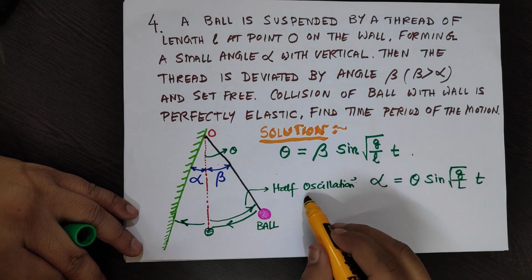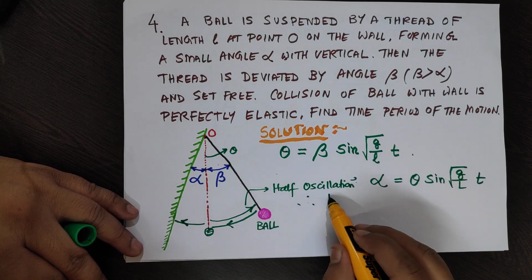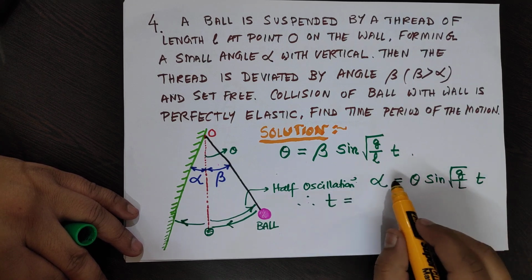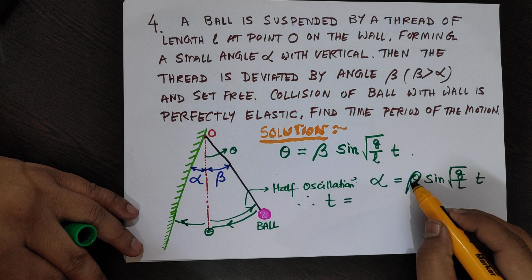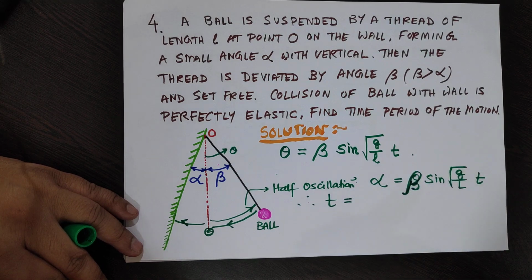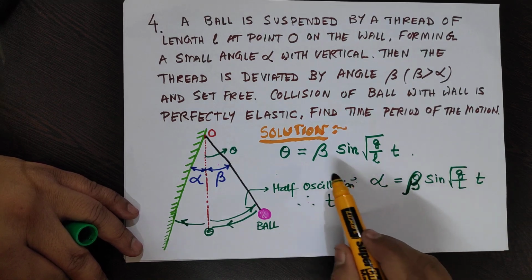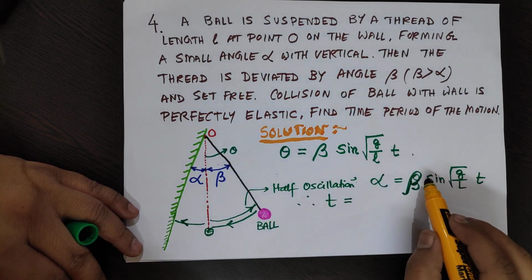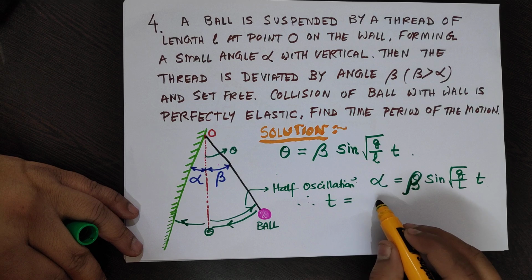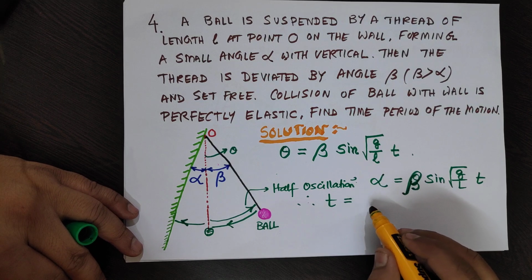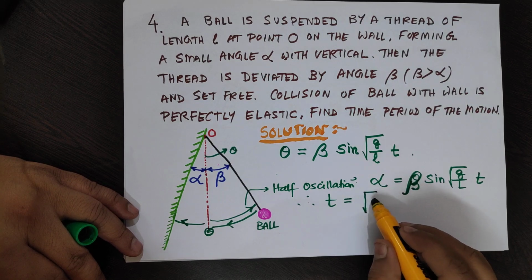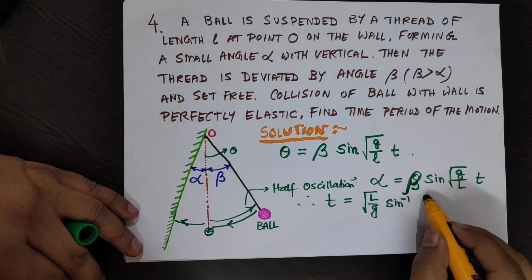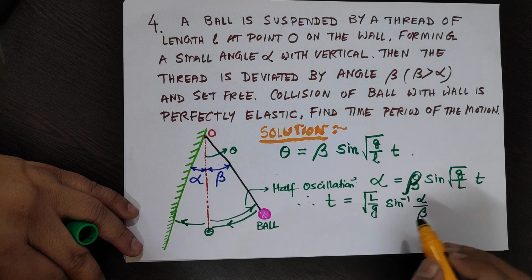t. So therefore the time to reach this, alpha is beta, sorry, it's beta. Okay, I mean we have substituted theta as alpha, so beta sine root over g by L t, so t is equal to root over L by g sine inverse alpha by beta.